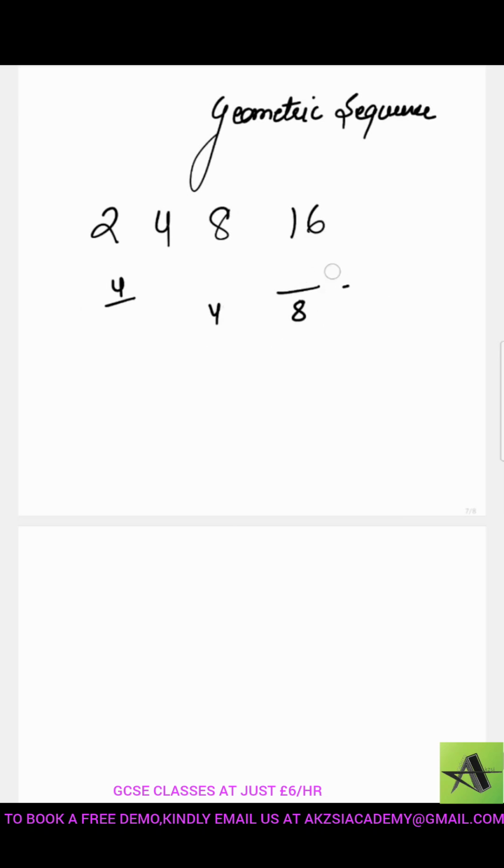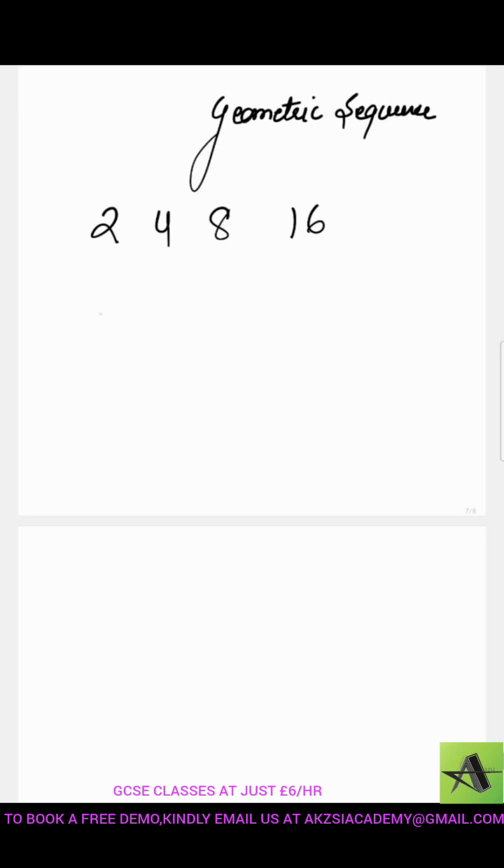That means you're getting a constant number 2, and it's giving you a better idea that if you're multiplying it with 2 every time, you'll get the next term. If a same number is constantly being multiplied, then it's a geometric sequence.